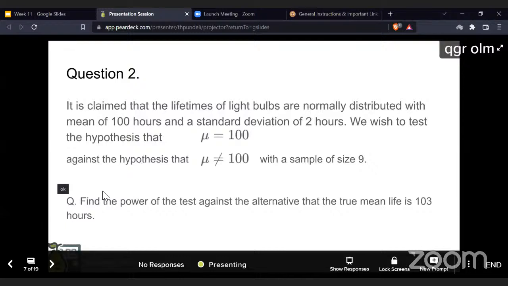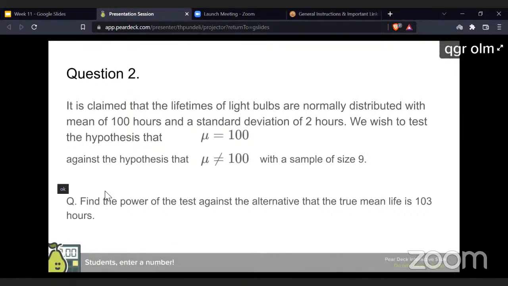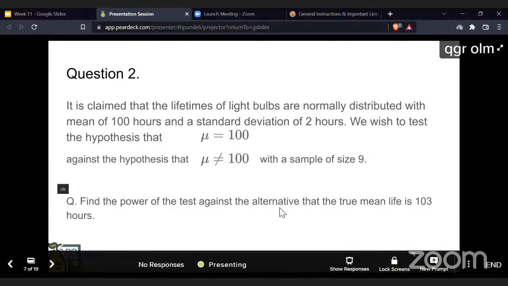It's the same problem, except that in this case, you have to find the power of the test against the alternative that the true mean life is 103 hours. So the alternative is given to you, that is 103 hours. Now, what is the power of the test?